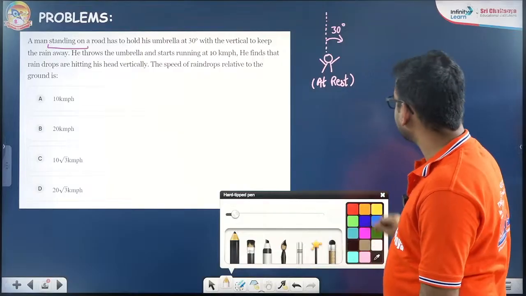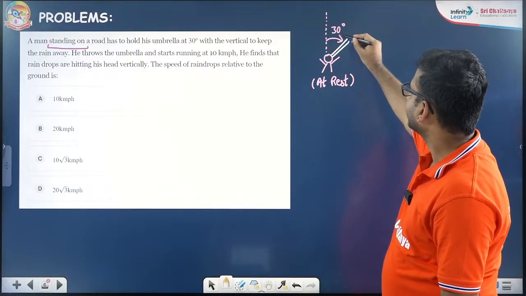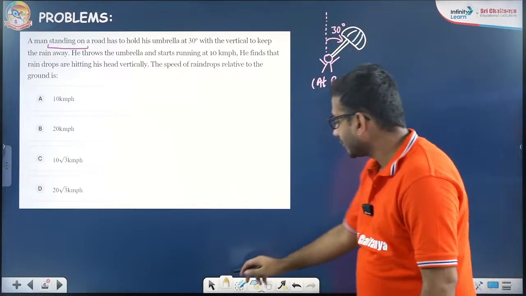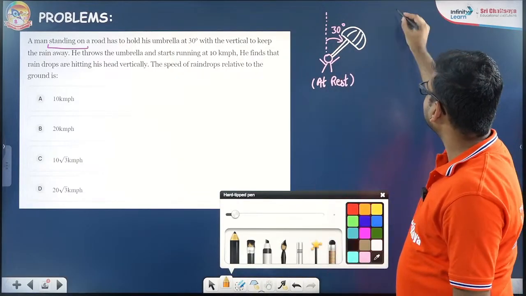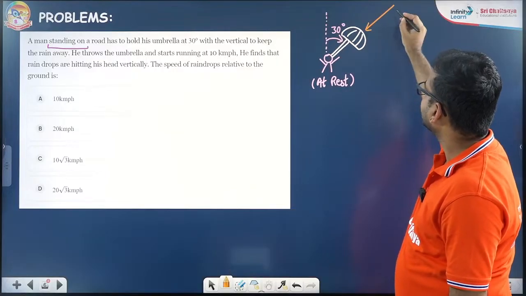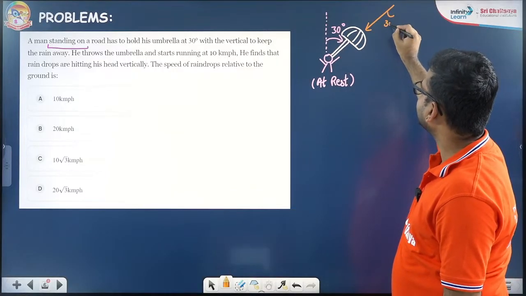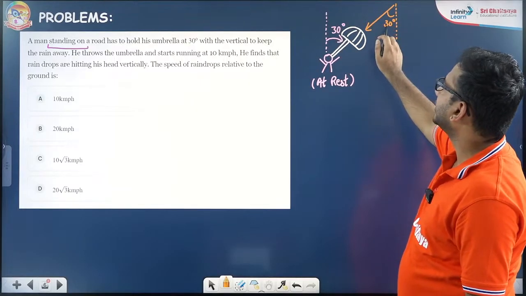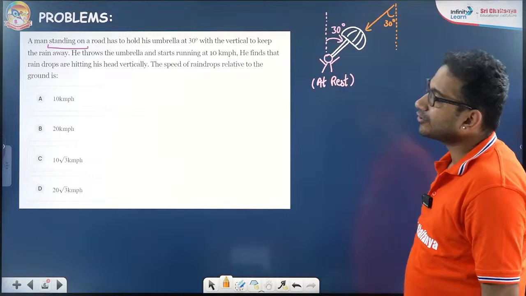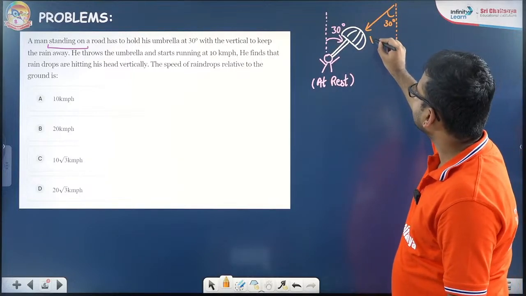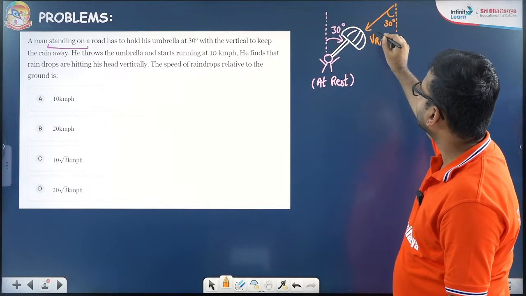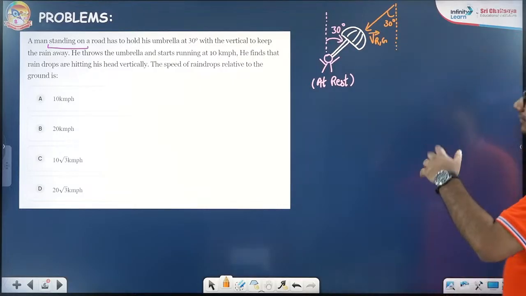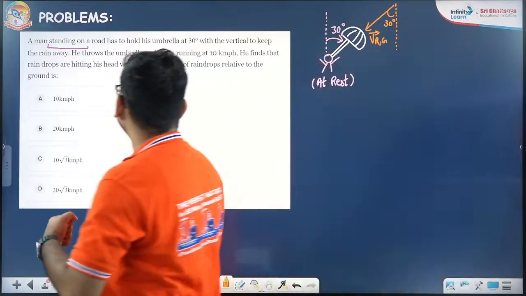The man has to hold his umbrella to protect himself from the rain. Then this implies definitely the rain will be falling like this, 30 degrees with the vertical. How are you sure it is 30 degrees, sir? See, diagrammatically, these are alternate interior angles. So this is the velocity of rain with respect to ground, the vector VRG, that is making an angle of 30 degrees with the vertical, moving down.